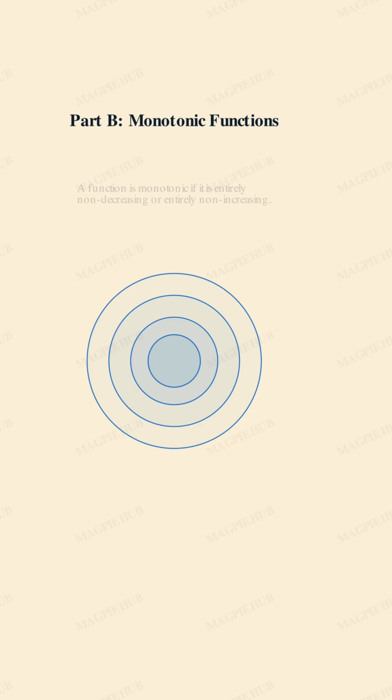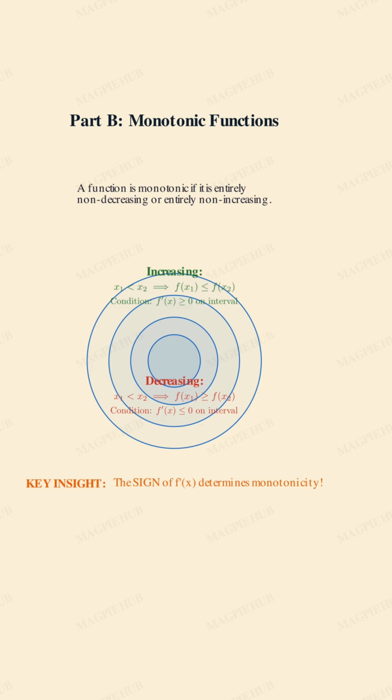Part B. Monotonic functions. A function is monotonic on an interval if it goes consistently in one direction, either always increasing or always decreasing. Increasing means, if x1 is less than x2, then f of x1 is less than or equal to f of x2. The derivative is non-negative. Decreasing means, if x1 is less than x2, then f of x1 is greater than or equal to f of x2. The derivative is non-positive. The key insight, the sign of the first derivative completely determines whether a function is increasing or decreasing.